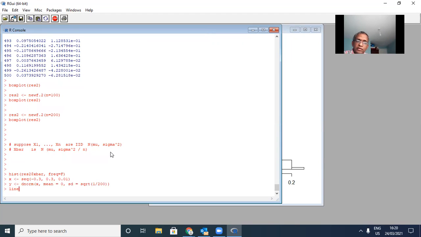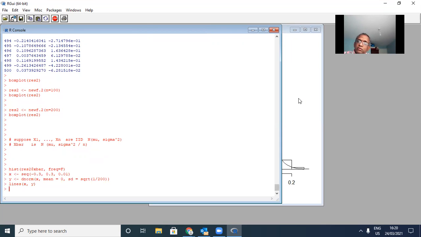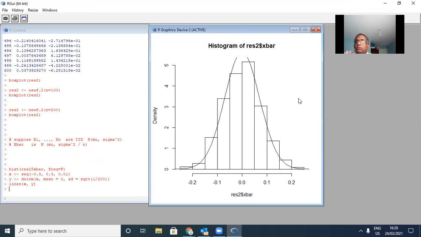Now finally, I will do the lines command. Now you see the theory is supported. I mean, the simulation results show that the theory is in fact true. I mean, the theory must always be true. So as you can see, the density of the normal, which is the curve, fits the simulated data pretty well, as it should.